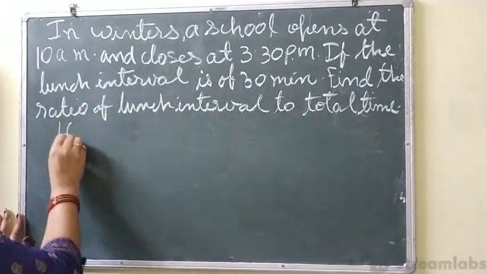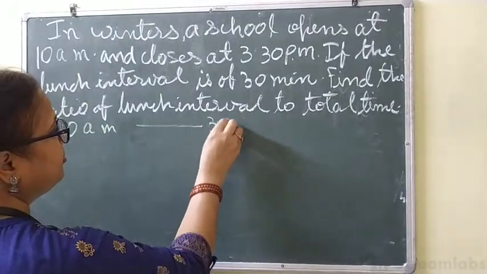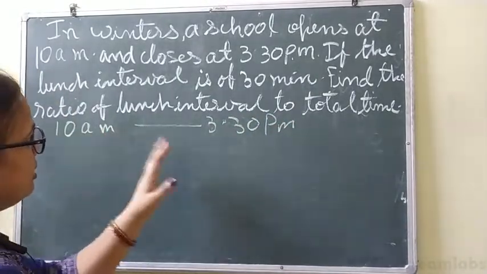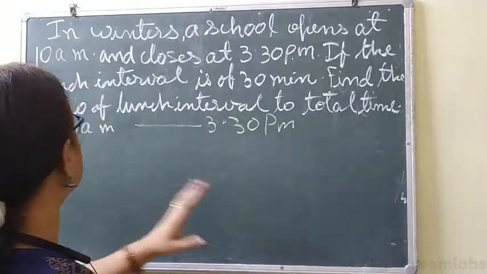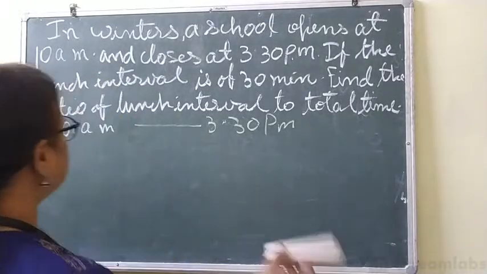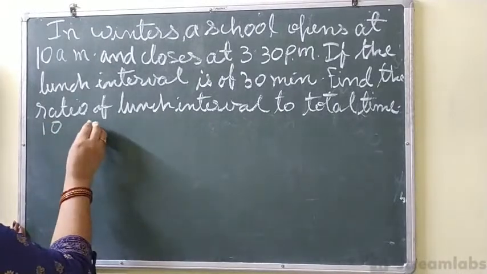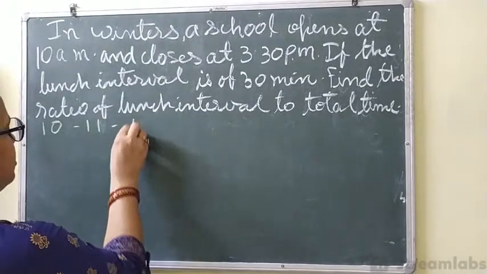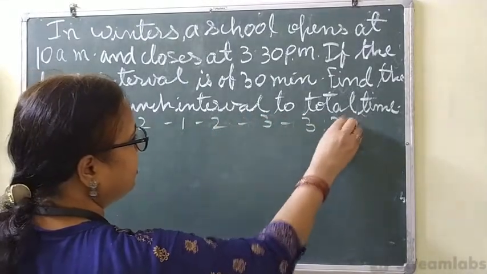So we have to find the time interval. Here we can write 10 a.m. to 3:30 p.m. This is the time. We have to find how many hours in between. If the lunch interval is of 30 minutes, find the ratio of lunch interval to the total time. So first we have to find the total time. We will start like 10, then 11, then 12, then 1, 2, 3, and then 3:30.